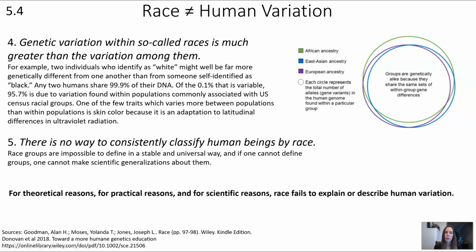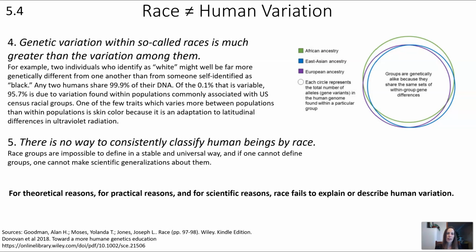Number 4 that I want you to understand is genetic variation within so-called races is much greater than the variation among them. So for example, two individuals who identify as white might well be far more genetically different from one another than from someone self-identified as black. Any two humans share 99.9% of their DNA. Of that 0.1% that is variable, 95.7% is due to variation found within population groups. So the few traits that do vary more between populations than within is skin color, and we know the evolutionary history of that. It doesn't have to do with race, it has to do with UV exposure.